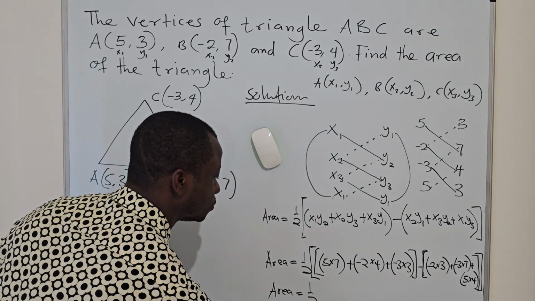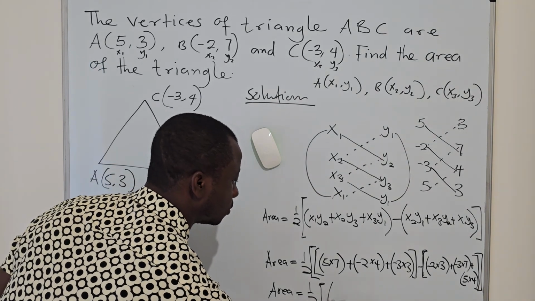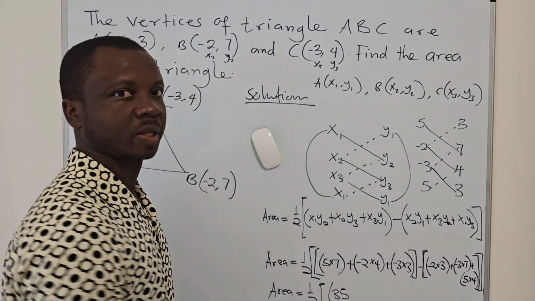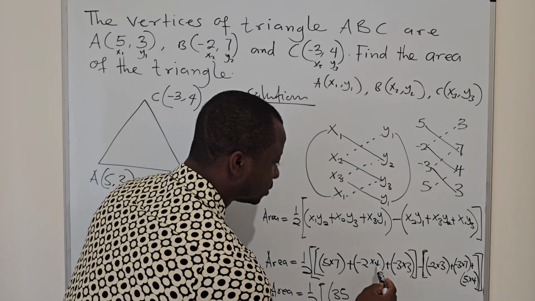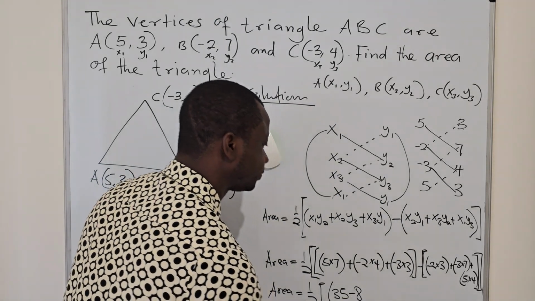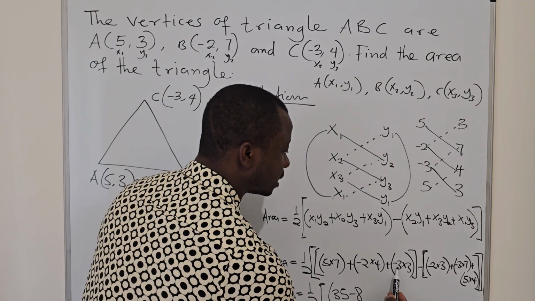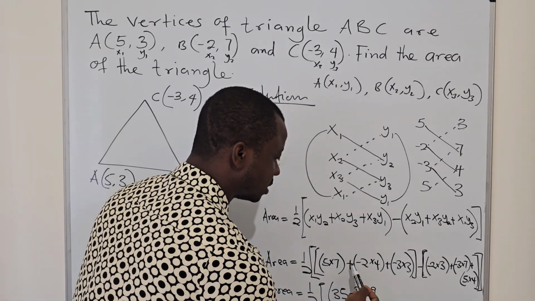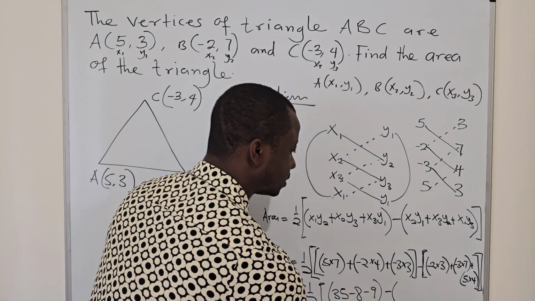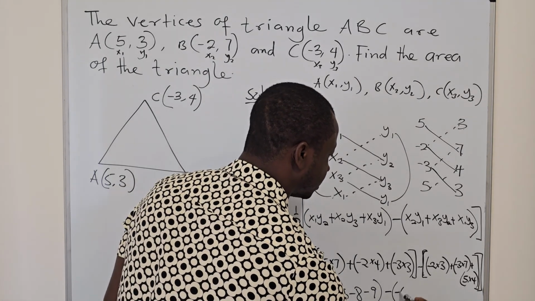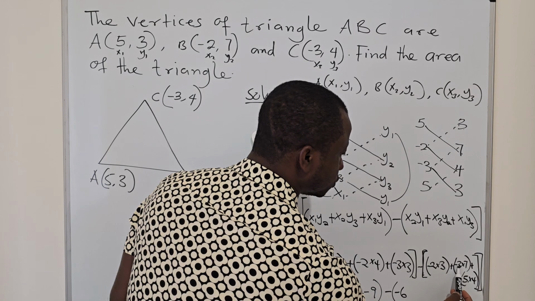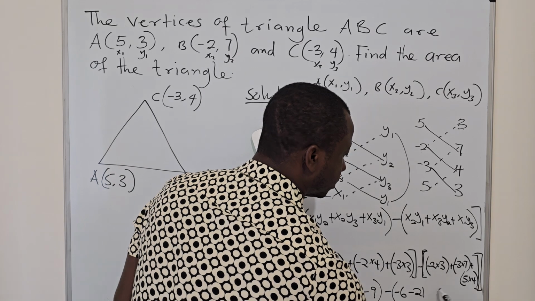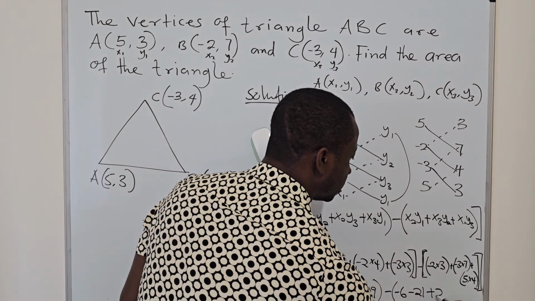to be 1/2. 5 times 7 is 35. And then you have -2 times 4 is -8. -3 times 3 is -9. And with this plus, it's going to still give you -9. The same thing applies to this. -2 times 3, you have -6. And then -3 times 7, you have -21. And then you have 5 times 4 is going to give you plus 20.